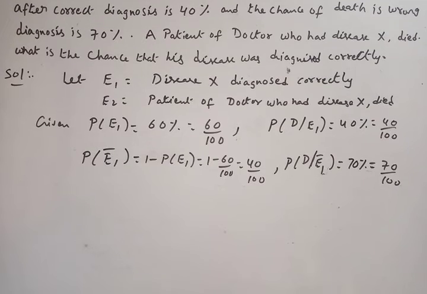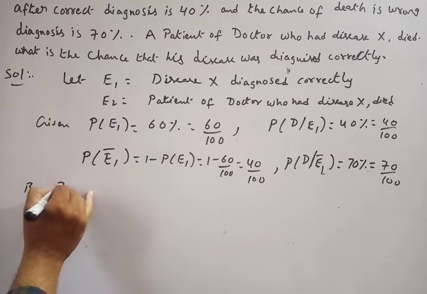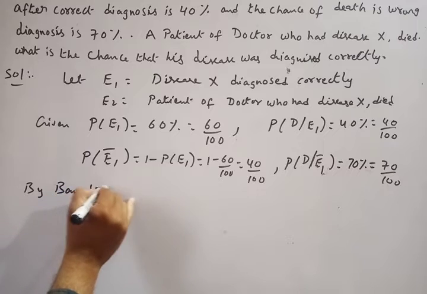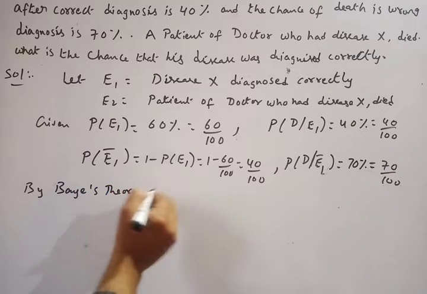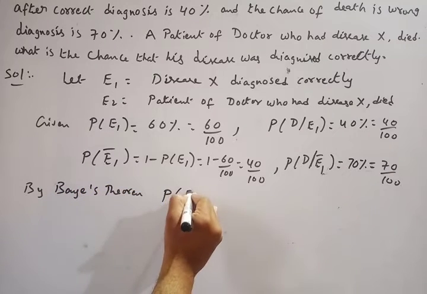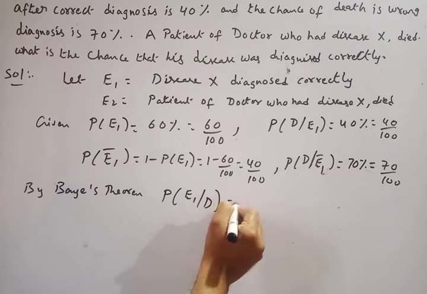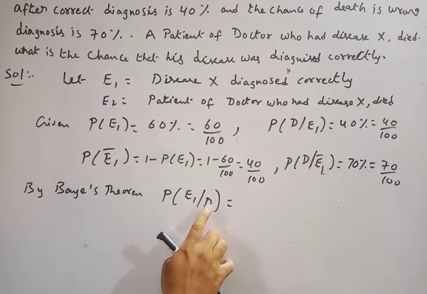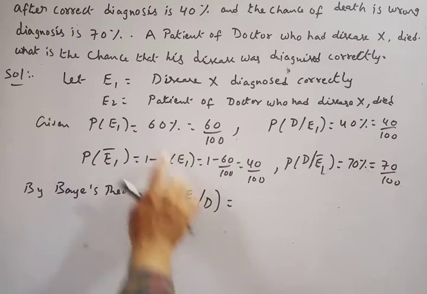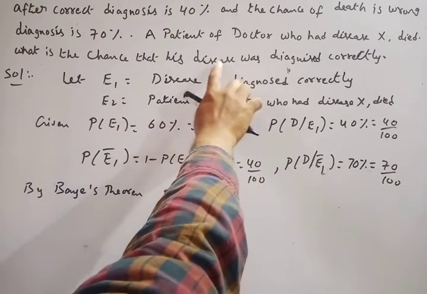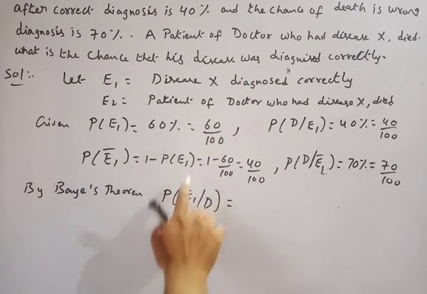So therefore, by Bayes theorem, a little bit confusing problem, but an important problem. He is asking P of E1 by D. He died. First of all, he died. Then what is the condition here? His disease was diagnosed correctly. E1 by D is being asked.